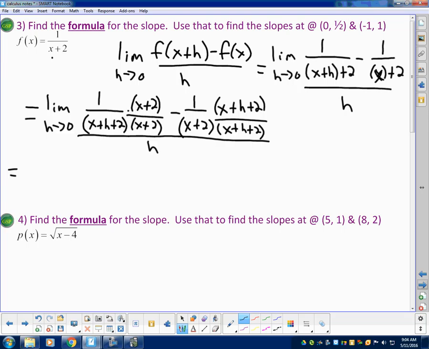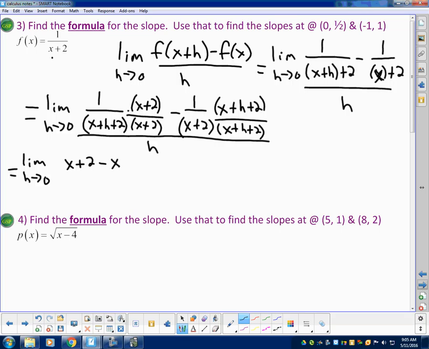So now some magic will happen. Don't worry. Don't panic yet. So we have the limit as h approaches 0. As I distribute here, I have x plus 2. But then when I distribute that minus sign, do you see what happens? X plus 2 minus.